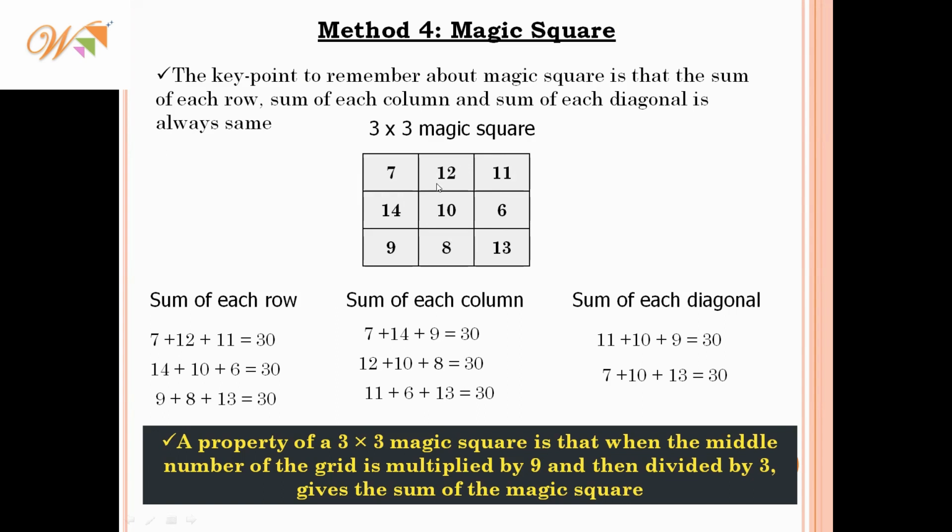For example, here the middle number is 10. If you multiply 10 by 9, you will get 90 and then divide it by 3. 90 divided by 3 will give us 30. So if you multiply the middle number by 9 and then divide it by 3, even then you will come to know what will be the sum of each row and each column and each diagonal. Now this is how we solve this magic square, just by remembering these two tricks.